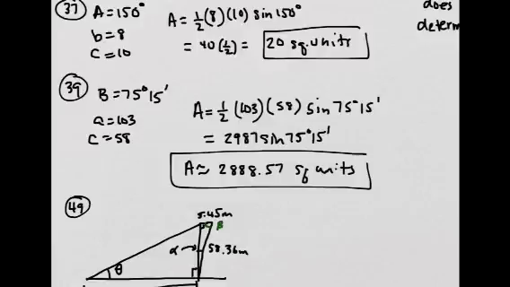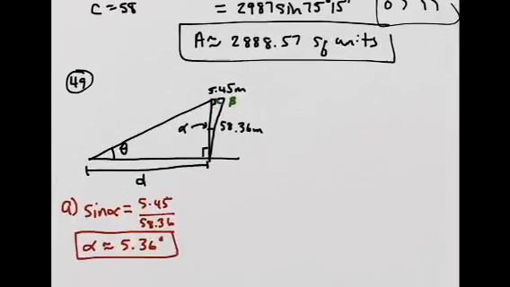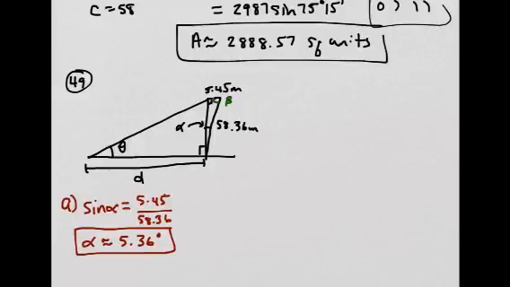Okay, so the first three are pretty straightforward. Just plug them into that one formula, and this one, just be careful that you input the degree minute second key each time after the 75 and after the 15. 49, I forgot to tell you, only do part A.